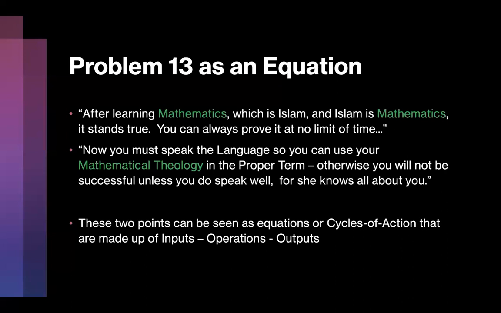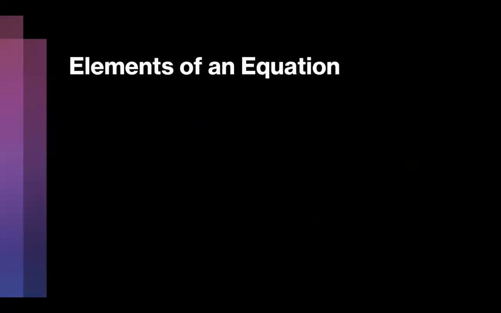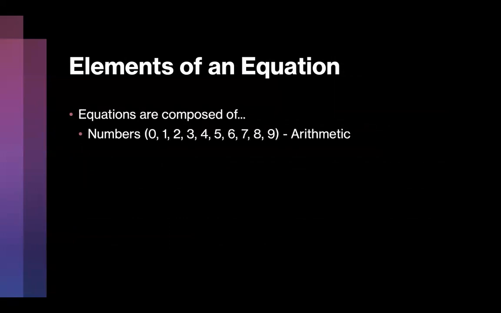Here are the elements of an equation, and it's going to bring together what we just covered. Equations are composed of numbers. In problem number 13, that set of numbers represents the mathematical language, correct? There are 10 numbers in the mathematical language, and that's 0 through 9. All of the infinite numbers that exist in the universe are composed of just those 10 numbers. Y'all with me?